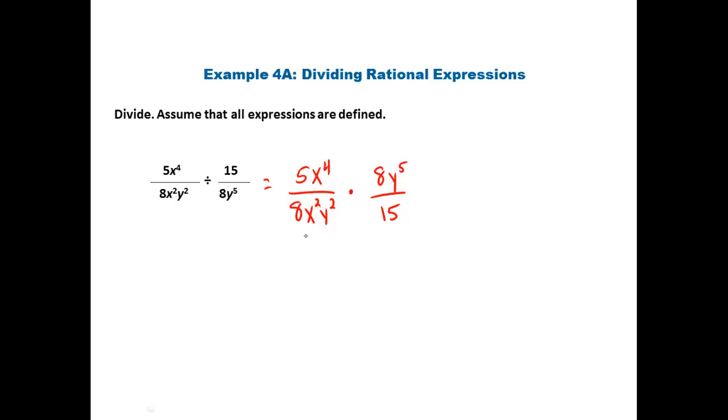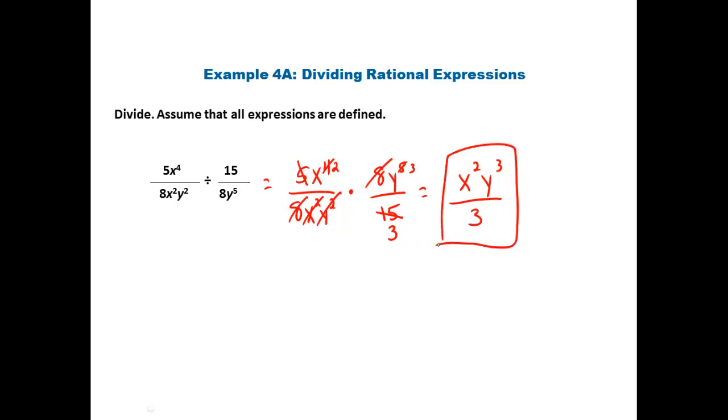Okay, so let's see what we can cross out. Those 8's kind of jump out first. X squared makes that an x squared. Y squared makes that a y to the 3rd. And then 5 and 15. Alright, so what do we have left in the numerator? X squared, y cubed, over, everything's gone there. Looks like it's just over 3. Okay, can't simplify anything else here. So we got it all.